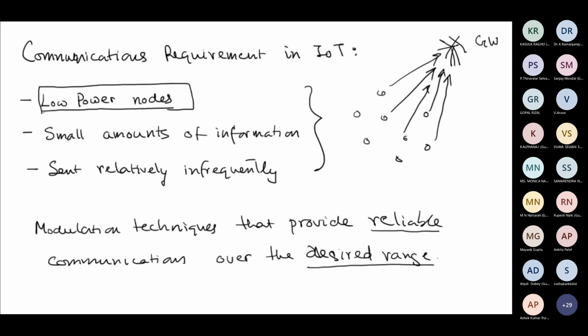And this is what has led to the emergence of a particular class of communication technology known as the low power wide area networks, also called LPWANs.